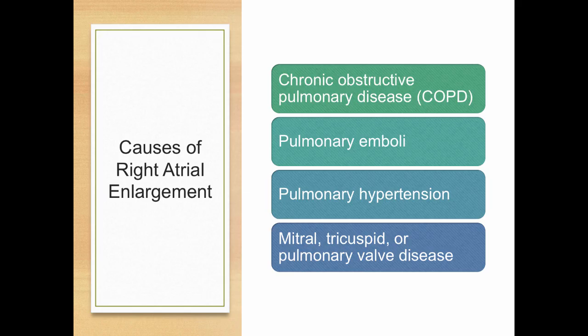So if we have issues with our pulmonary hypertension, issues with our lungs, COPD, that's going to cause extra strain on the right side of our heart and the right atrium, and it's going to cause enlargement and hypertrophy of the right atrium. So we talked about pulmonary emboli, we talked about pulmonary hypertension when we talked about ventricular hypertrophy on the right side. Same thing here with the right atrium. So pulmonary valve, tricuspid valve issues, COPD, pulmonary hypertension, it's going to put extra strain on your right atrium and cause it to hypertrophy and enlarge.